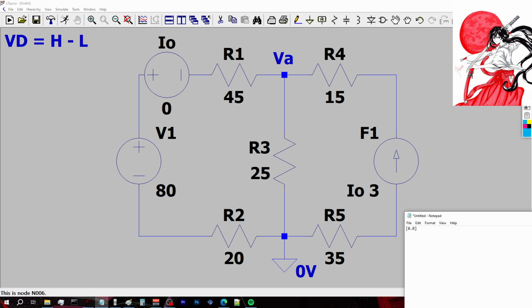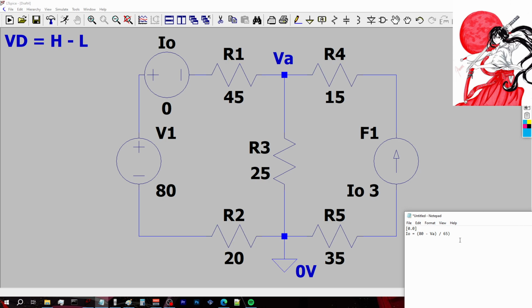So we have to find the voltage difference across the resistor. We're going to do 80 minus VA, divided by the total resistance in the wire. So we're going to have (80 minus VA) divided by 65 ohms, and that's going to give us our current. That's what IO equals. IO is equal to that.